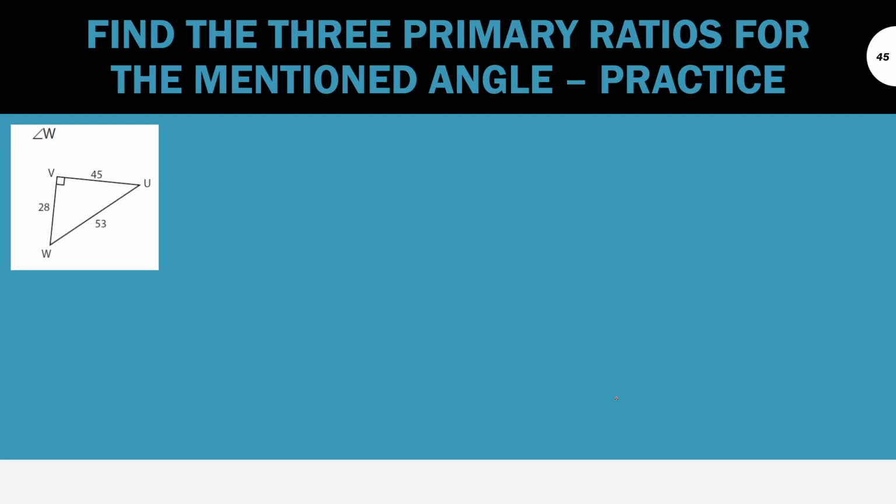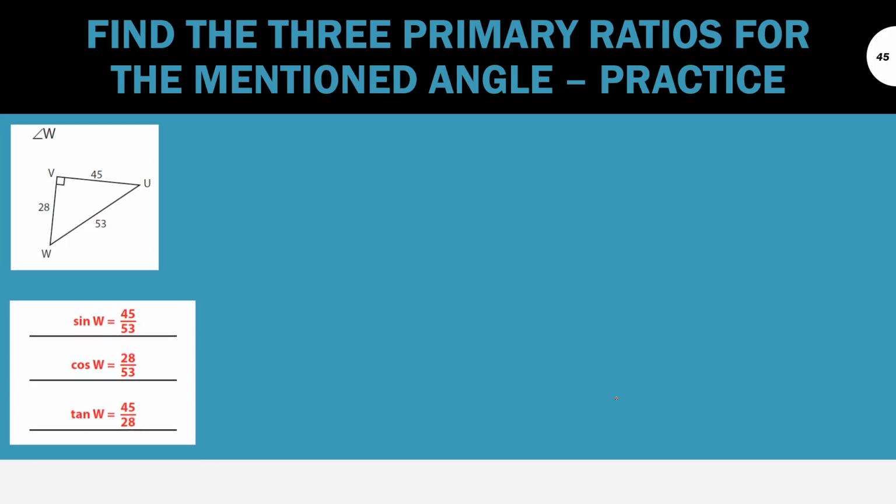Again, let's do the same. Pause. And here are your answers. Again, if you made a mistake, go back. It's either you identified the wrong things, or you wrote the wrong formula, or you didn't even write the formula or the acronym. Write that acronym. Identify the right sides.